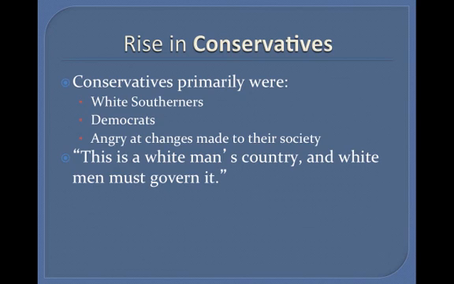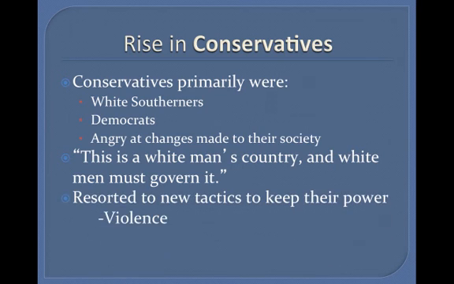That was the sentiment and the feeling of a lot of people in the South, and they decided they would do whatever it took. So that means violence, intimidation, and they even got organized into groups like the Ku Klux Klan. I don't know how many of you have heard of them, but pretty famous group.